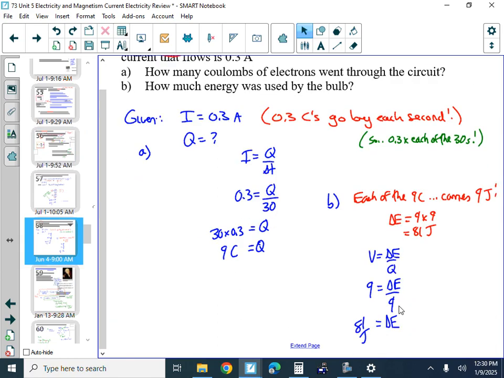So if there's 9 coulombs going through and each carries 9, think of it like a wheelbarrow carrying 9 bricks. 9 wheelbarrows go by, you get 9 bricks 9 times. So you end up with this easy concept of 9 times 9, 81 joules. That's what this equation does. This equation just represents that logical mathematical relationship. Each one's carrying the same amount of energy.